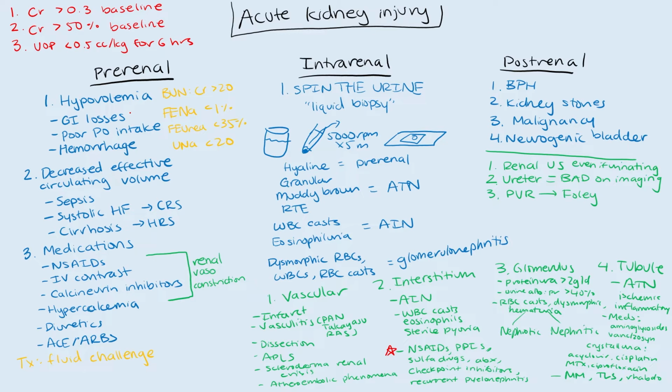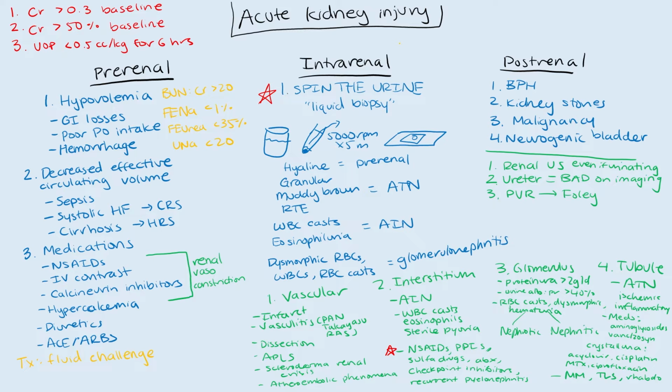All right, I know it's a busy slide, but this is really the basics of how you want to be categorizing and compartmentalizing acute kidney injury in your mind. So you start off with prerenal, intrarenal, and postrenal. We have multiple different causes for prerenal AKI and postrenal AKI. And intrarenal AKI really is best served when you divide it into the different areas that the nephron can be affected: the blood vessels, the interstitium, the glomerulus, and the tubule itself. And really the big thing here is that you want to spin the urine and get a liquid biopsy to help narrow down your differential.